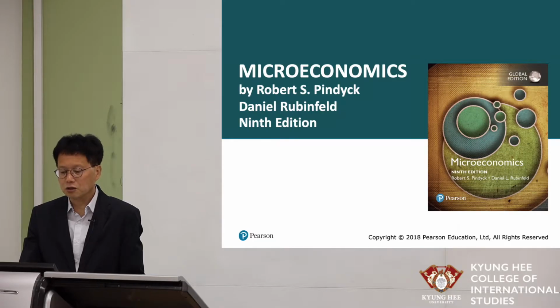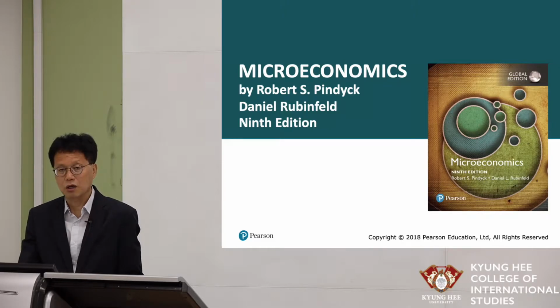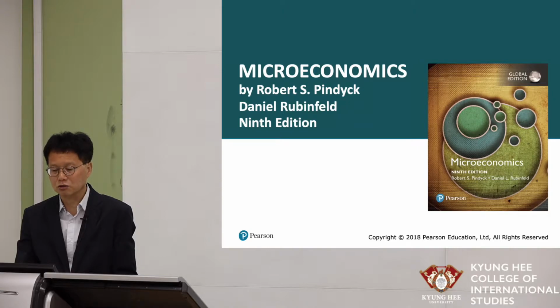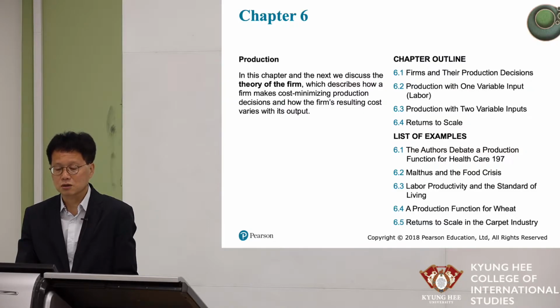So we finished the consumer part, from chapter 2 to chapter 4: chapter 2, chapter 3, chapter 4. And chapter 5 we skipped. And today we go to firm theory. Firm theory is covered by 3 chapters, chapters 6, 7, 8. Okay? Today, chapter 6.